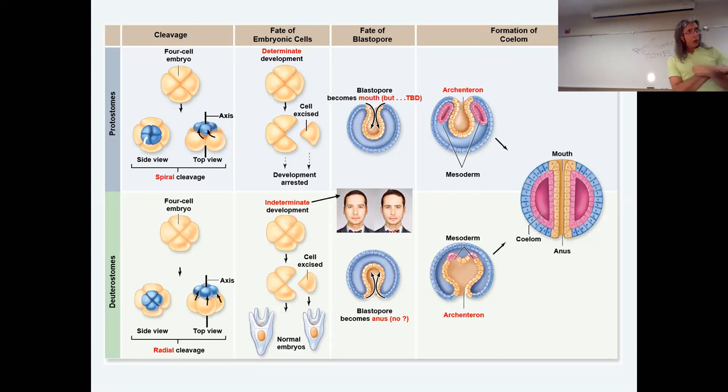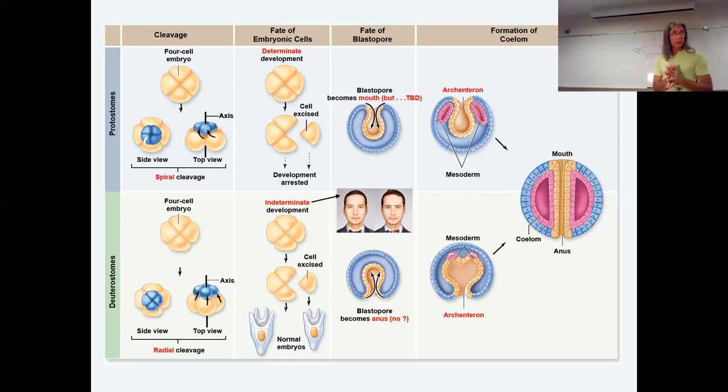If you're a deuterostome down below, your four-cell stage becomes an eight-cell stage through something called radial cleavage. The cells just divide on top of one another. They don't twist. There's one big difference between those. The next thing that happens is the fate of the embryonic cell.